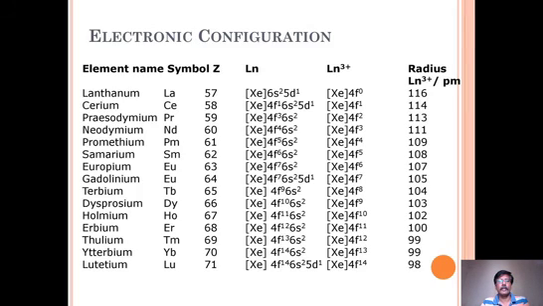And if you look at the electronic configuration of these elements, lanthanum to lutetium, then it runs like this. Xenon 54 is the previous inert gas configuration, and after that it comes 6s2 5d1 and 4f0. It is lanthanum.